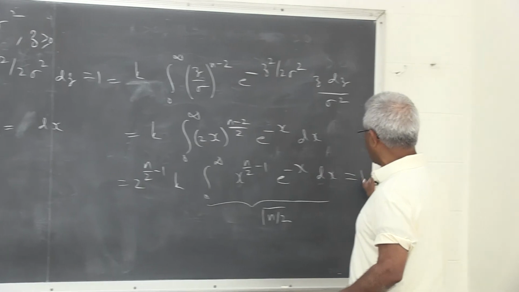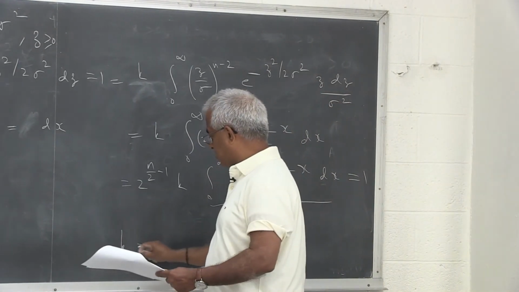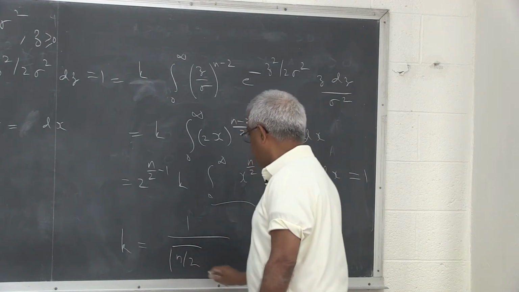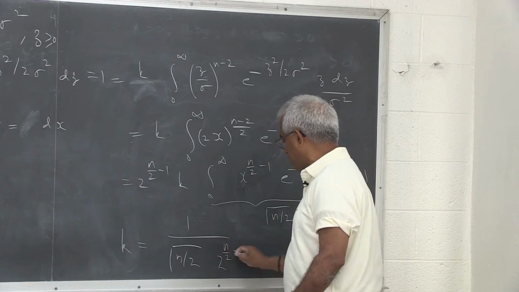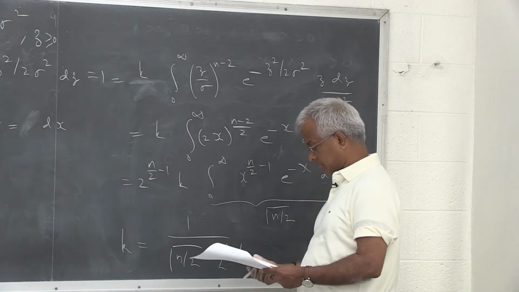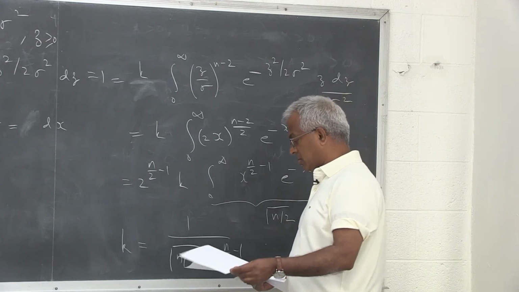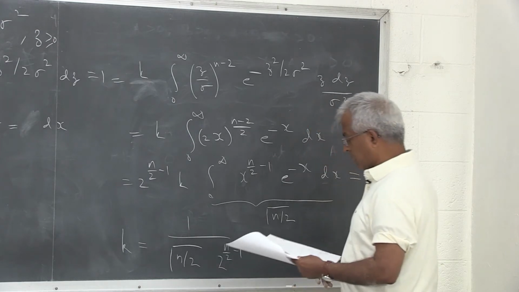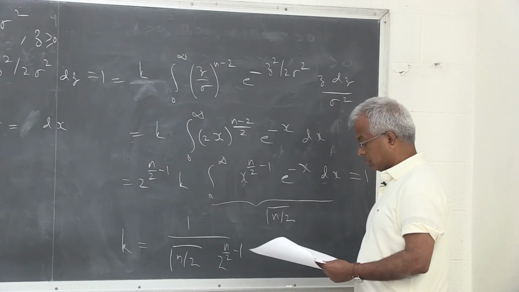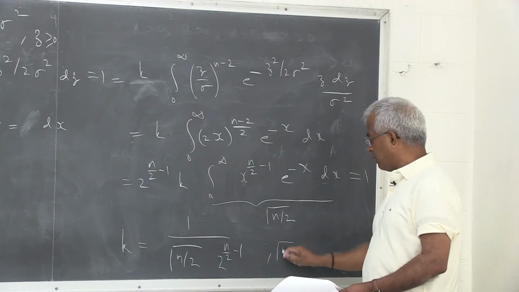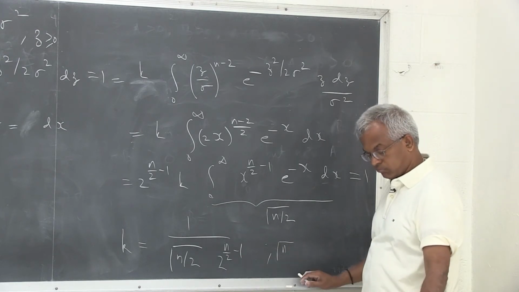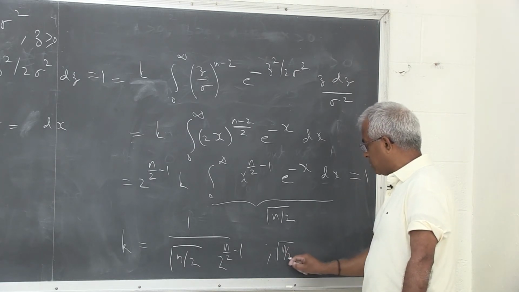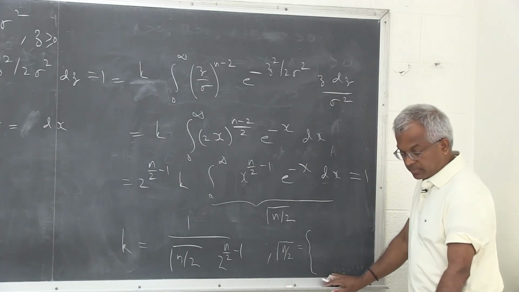So this whole thing is equal to 1. So from here we have k equal to 1 over gamma n by 2 multiplied by 2 to the power n by 2 minus 1 in general. So let me put all this together, and gamma n. So gamma n is n minus 1 multiplied by gamma n minus 1. So we have to consider two cases.